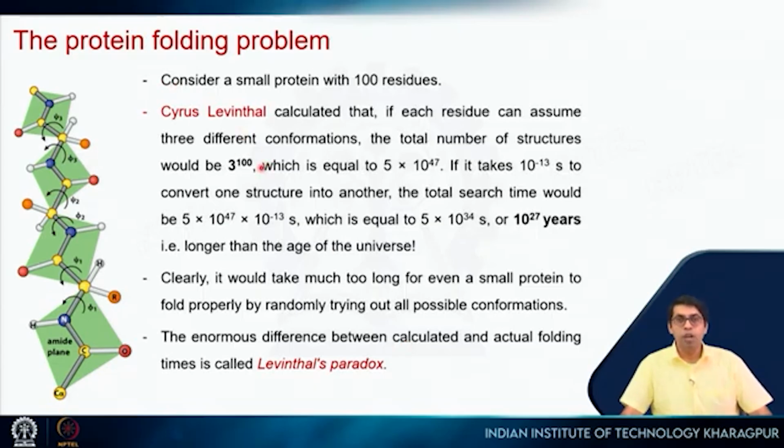So it means that, of course, proteins do not sample all possible conformations, not even a small fraction of this. They sample very, very few conformations and go to the correctly folded form. Now, you might think that maybe I have taken 100 residues as a big number, but that is not true. 100 residues is a very small number. There are proteins which have 1000 residues. Okay.